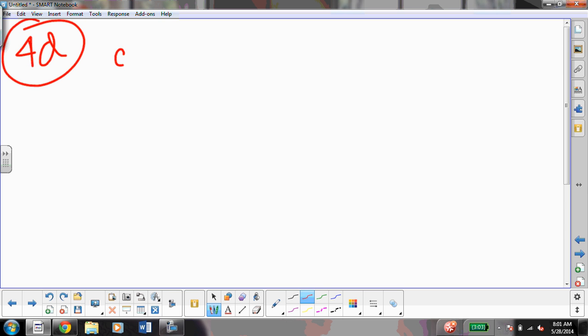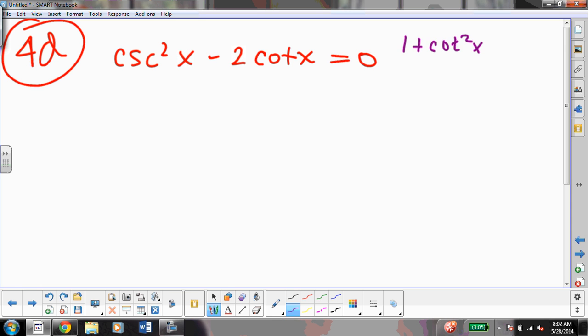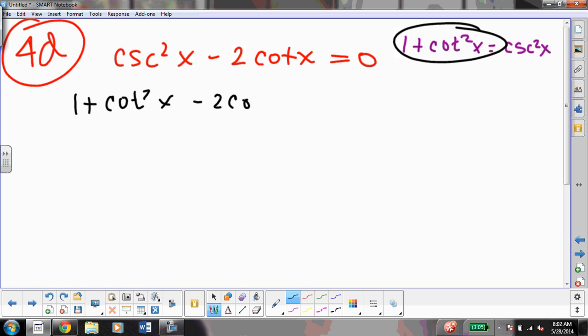Last problem for your solving. Cosecant squared of x minus 2 cotangent of x equals 0. Now, here I'm going to consult my identity sheet because I have two completely different trig functions. On my identity sheet, I notice that this Pythagorean identity exists. 1 plus the cotangent squared of x equals the cosecant squared of x. So I'm going to replace the cosecant squared with 1 plus the cotangent squared. So that way my equation is all cotangent.